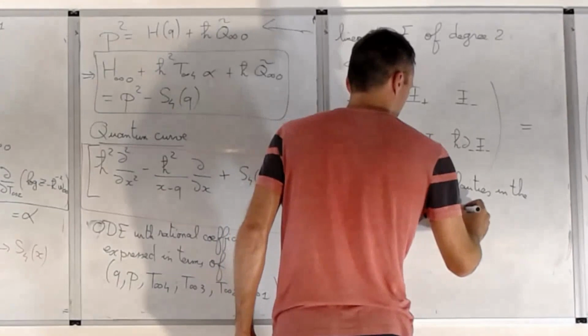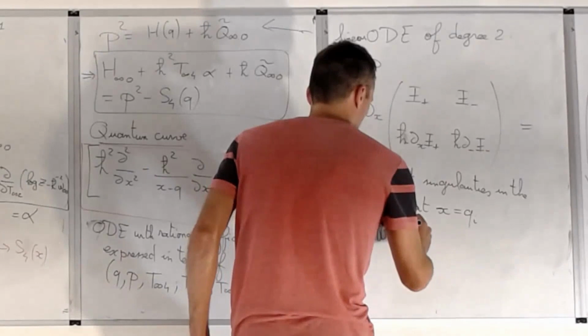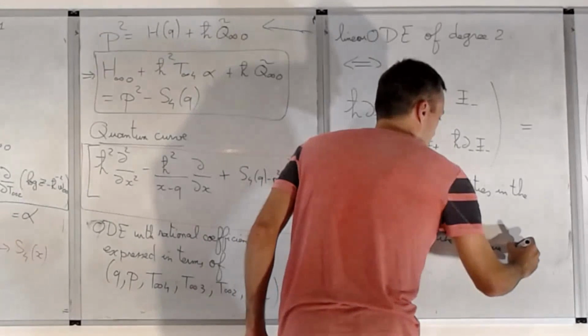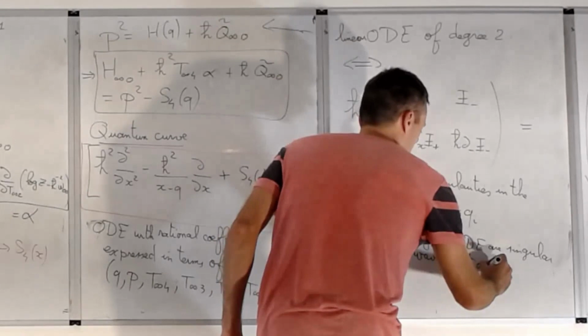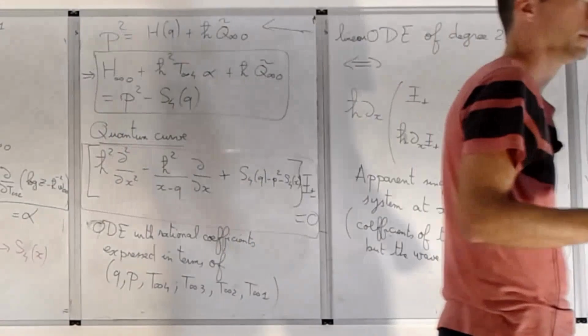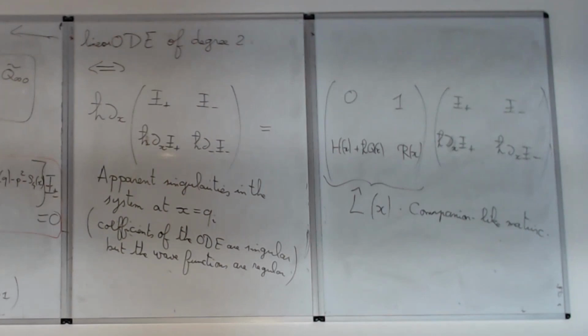Apparent singularity means the coefficients of the ODE are singular, but the wave functions are regular. Okay, so this is why they are called apparent singularities. If you think about it, it's a false singularity.